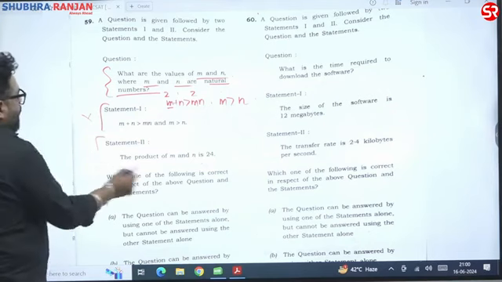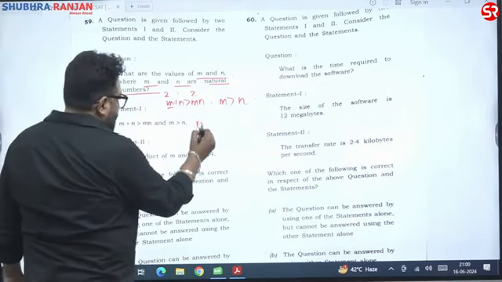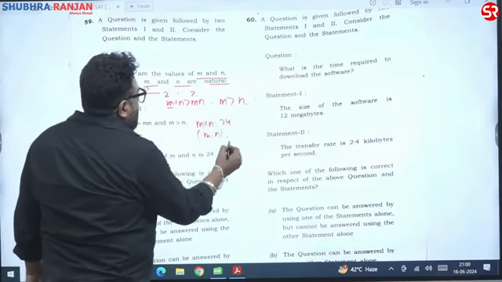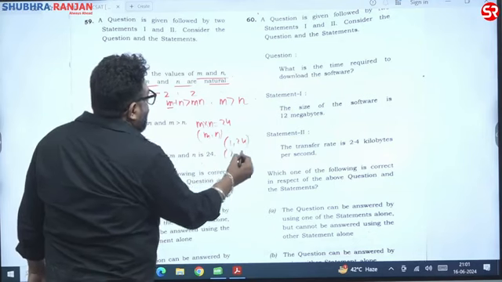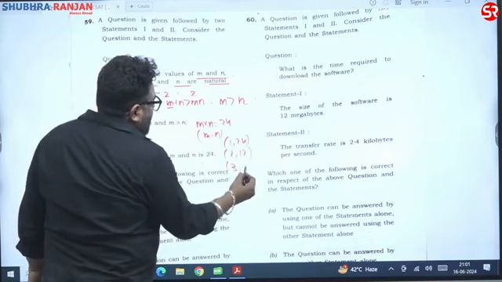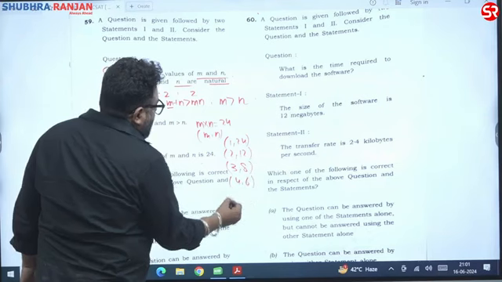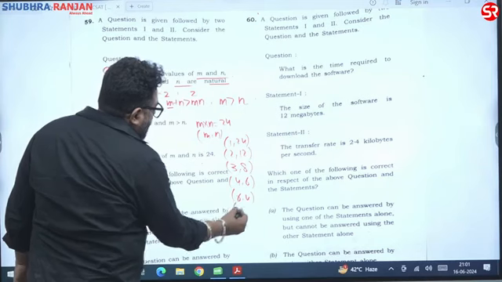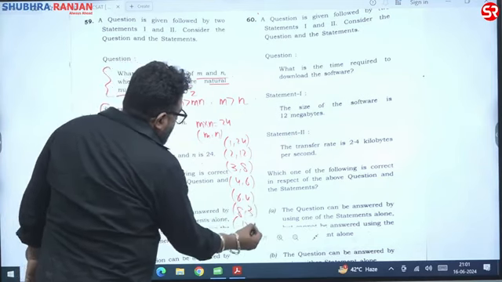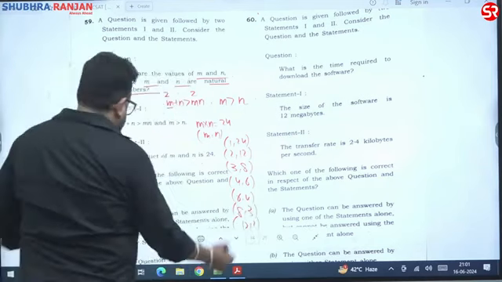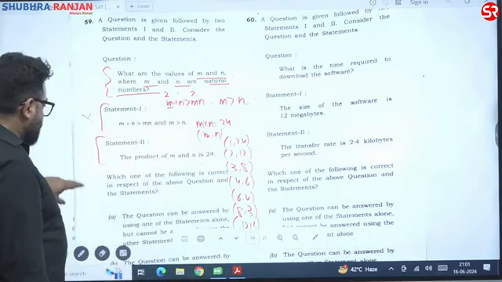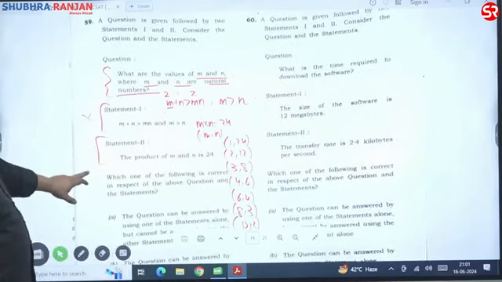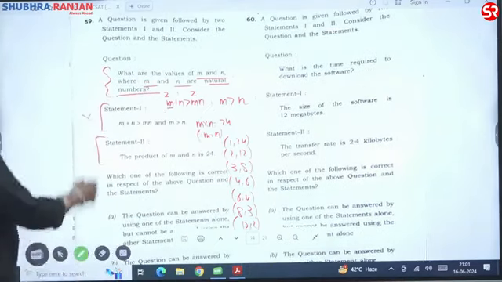Second, the product of m and n is 24. If I start writing m and n, it can be 1, 24; 2, 12; 3, 8; 4, 6; and you can reverse it now: 6, 4; 8, 3; 12, 2; and 24, 1. But that doesn't mean we are not able to solve the question with statement number 2 also, because we need a unique solution.